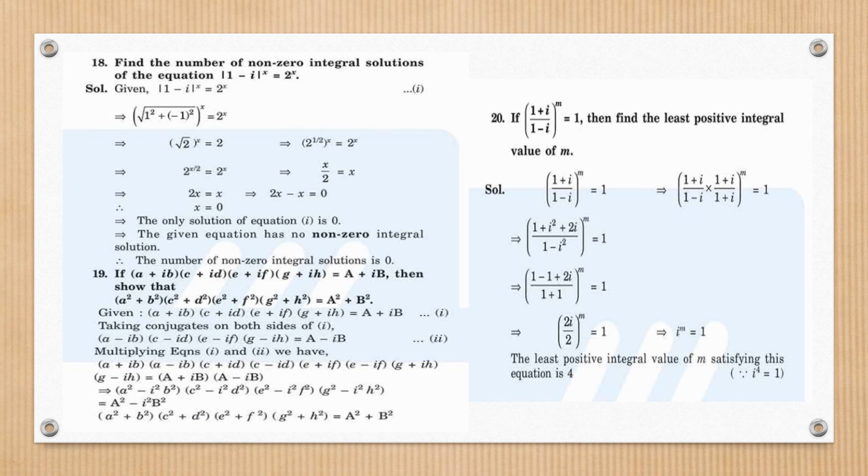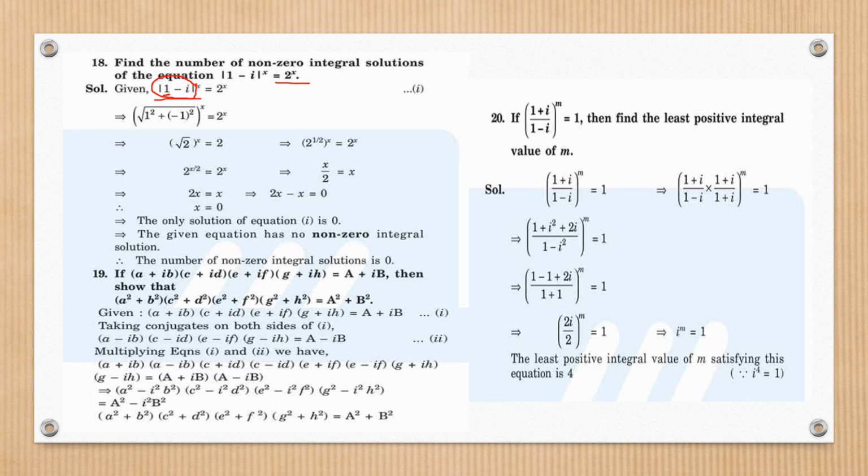Number 18 is: find the number of non-zero integral solutions of the equation |1 − i|^x = 2^x. So |1 − i|^x means I have to take the modulus of 1 − i, that is root of 1 squared plus (−1) squared, and this is raised to power x, because this modulus is to be treated separately and raised to power x, and it is 2^x.